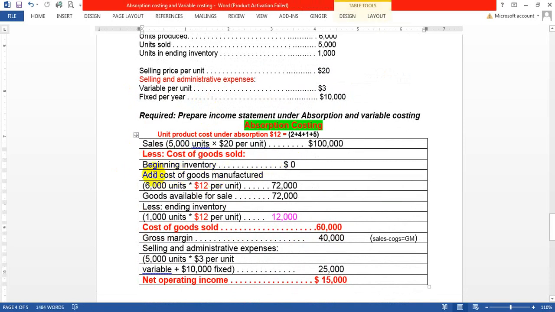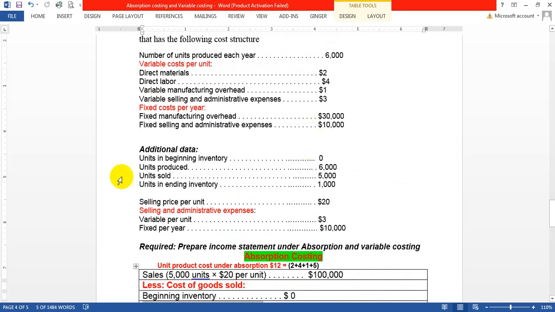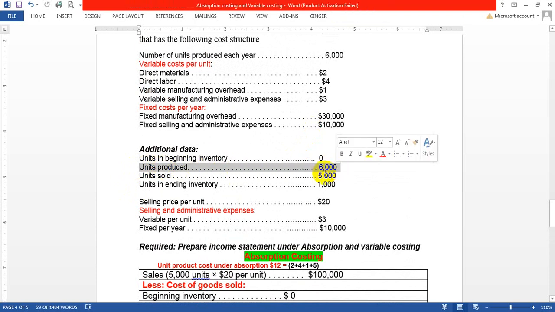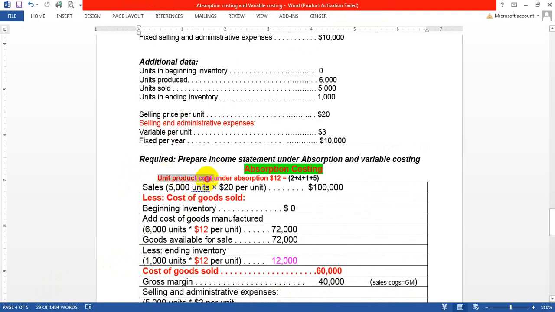Okay, cost of goods manufactured. How will I calculate it? You can see here the units produced are 6,000, and again I will use the unit product cost for calculating the cost of goods manufactured. So it becomes 6,000 multiplied by 12, which is equal to 72,000.